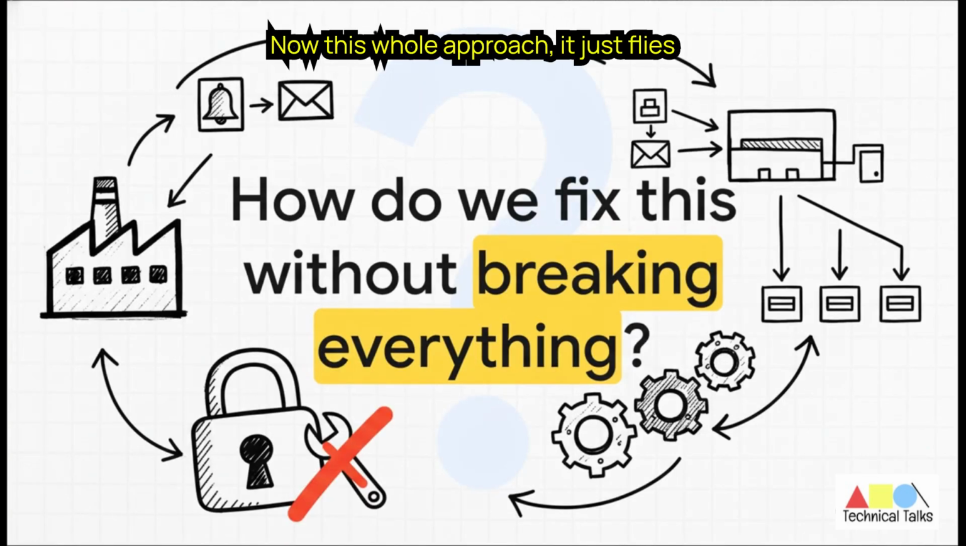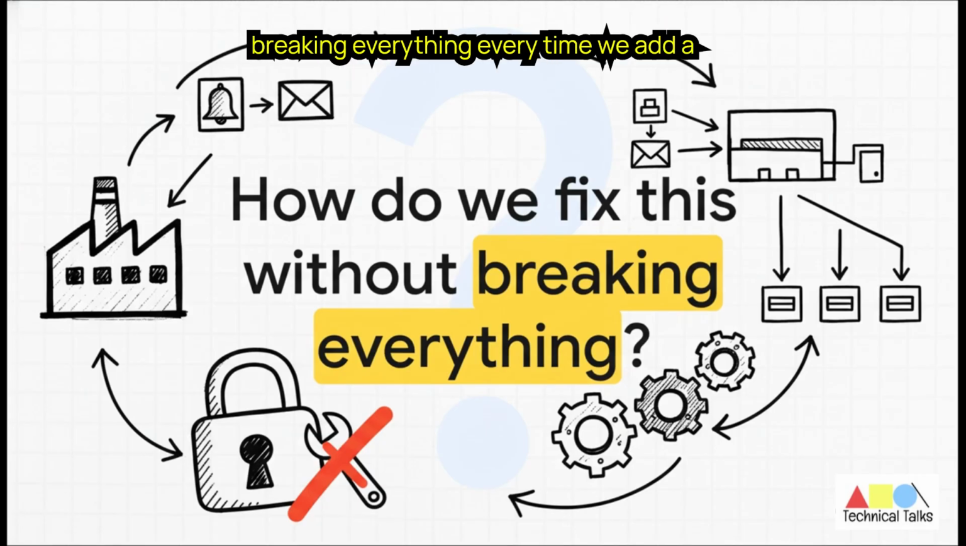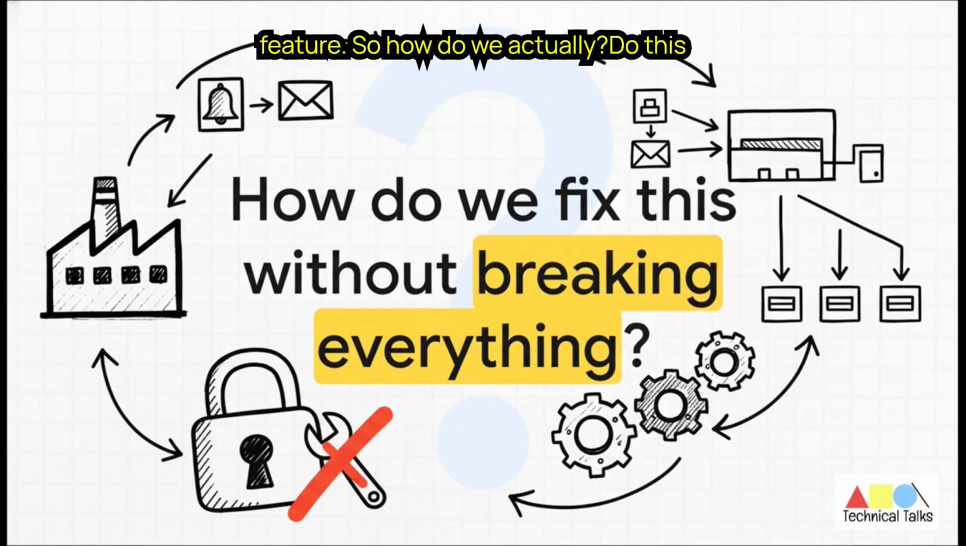Now, this whole approach just flies right in the face of a really important design principle, the open/closed principle. The idea is that our code should be open for extension so we can add new notification types, but closed for modification. We shouldn't have to crack open this core logic and risk breaking everything every time we add a feature. So how do we actually do this the right way?